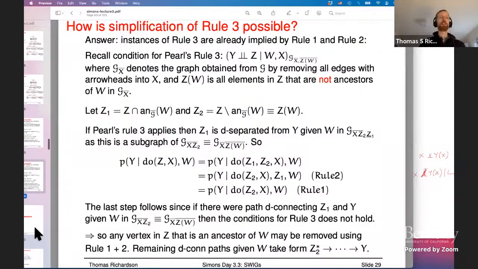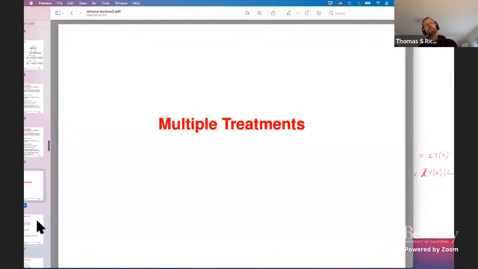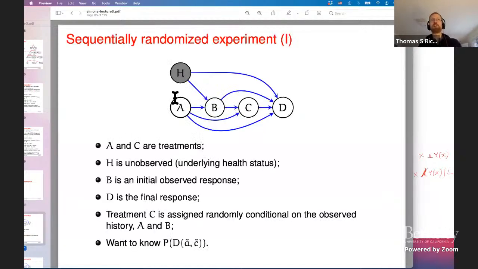Okay, so just the last little bit here, I'm going to talk about multiple treatments, just to give another example of this. So this is a graph. There was a question asked yesterday, which was, can you give us a concrete example where we would know that a particular graph holds? And this is the sequentially randomized trial example.